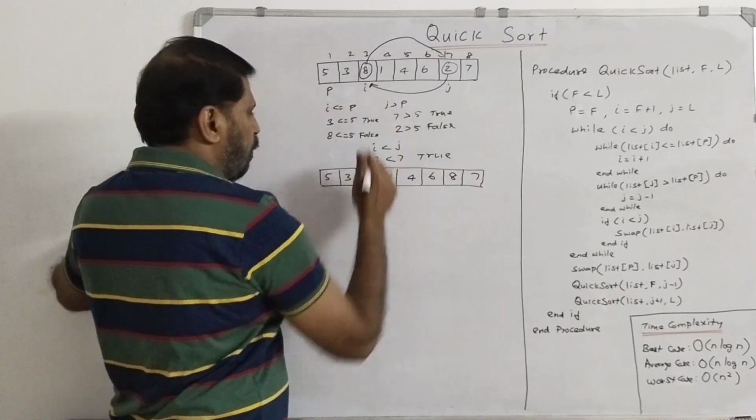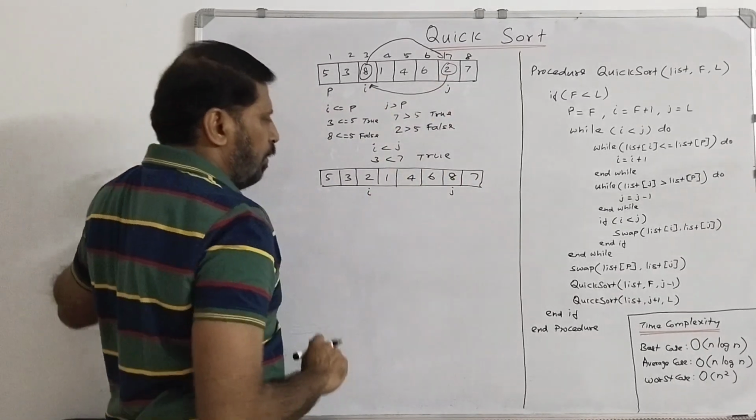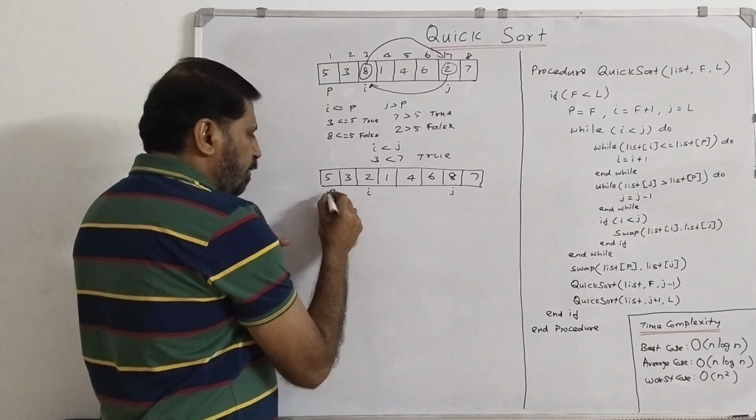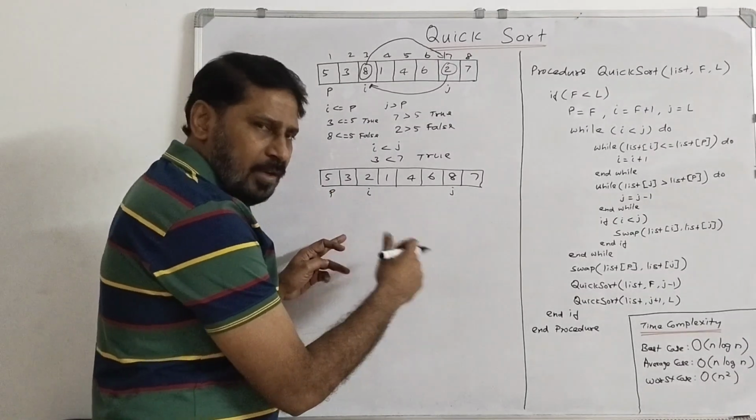So what is the I position? The I position is here, same. The J position is here, same. Now P, the pivot element, is the same, 5.